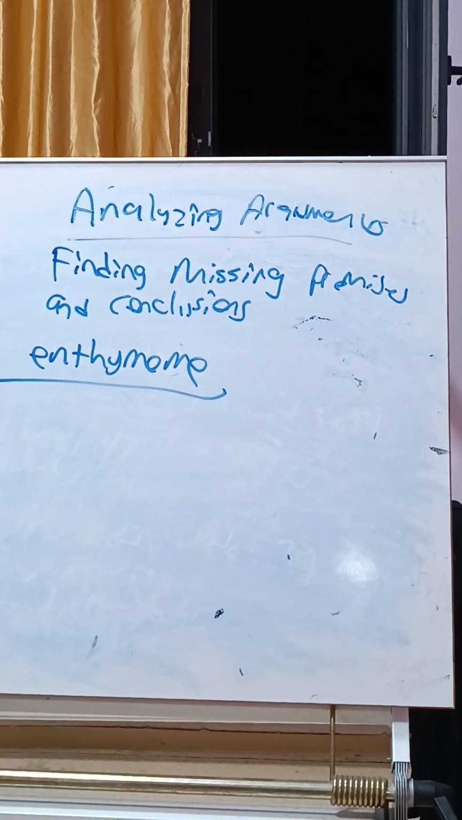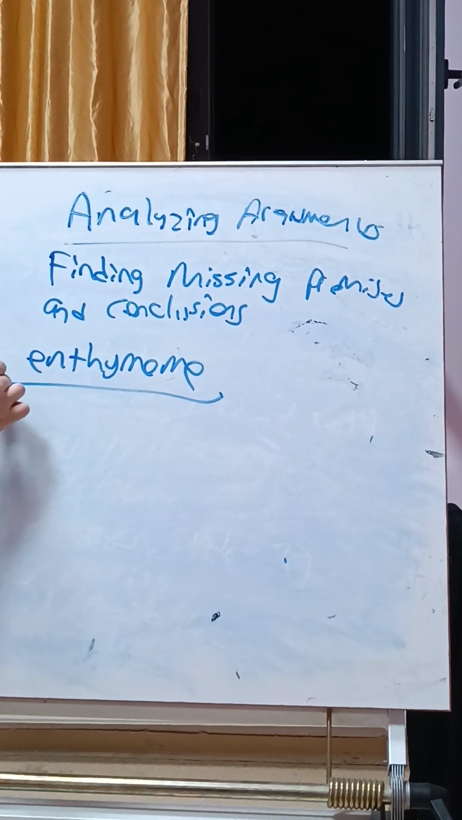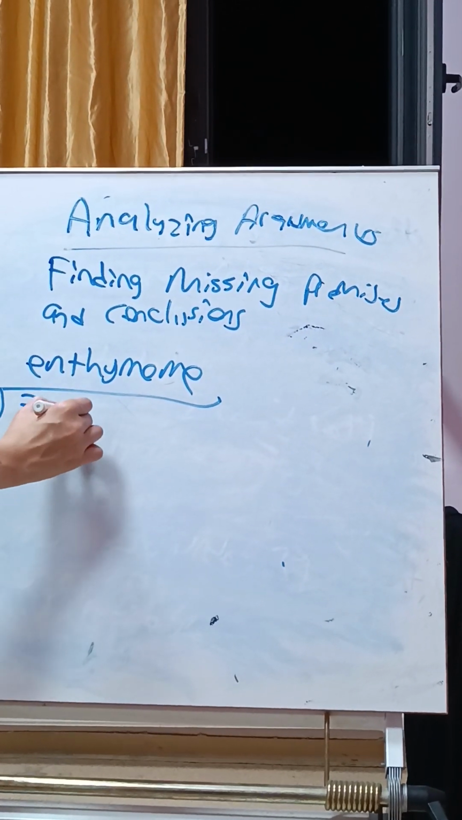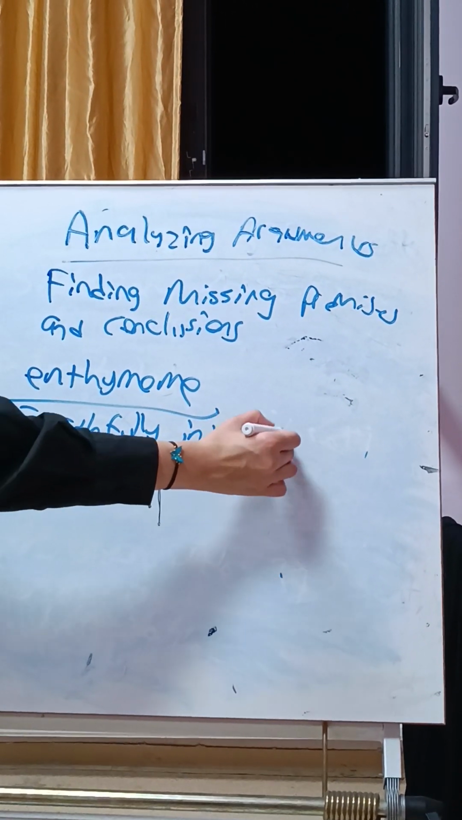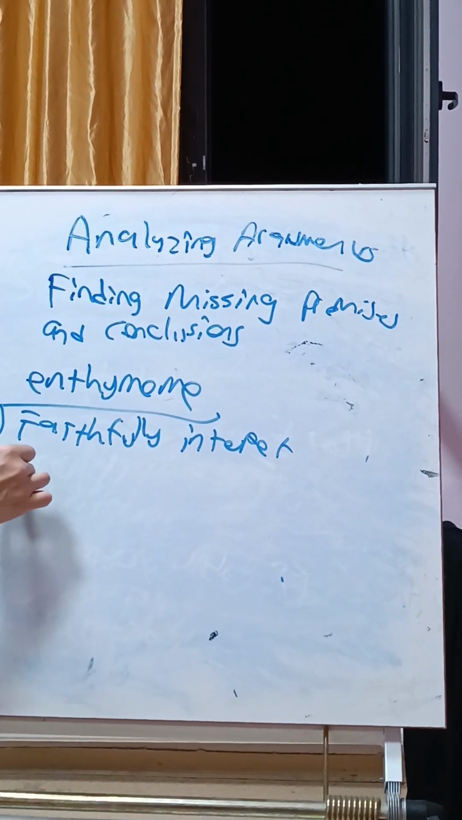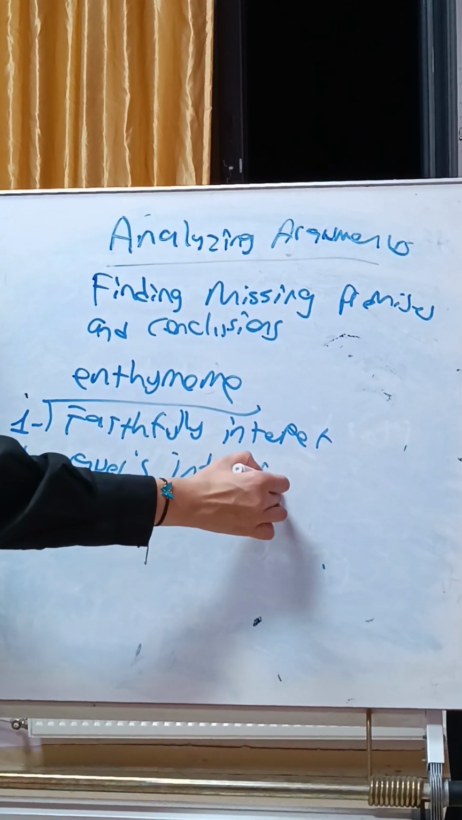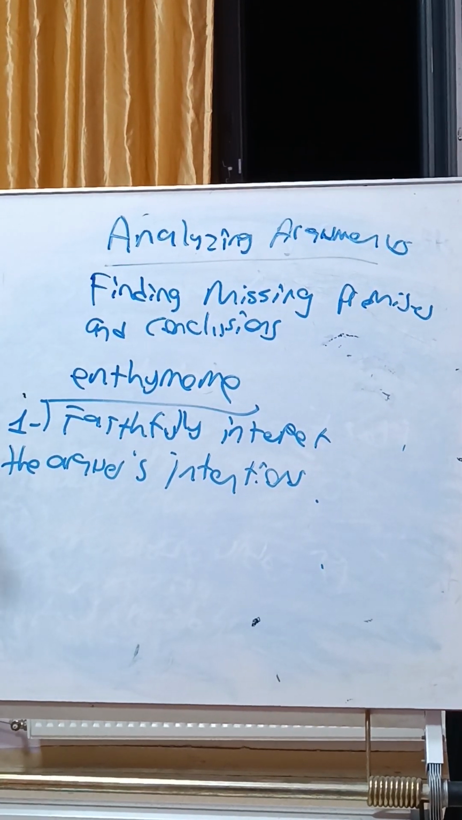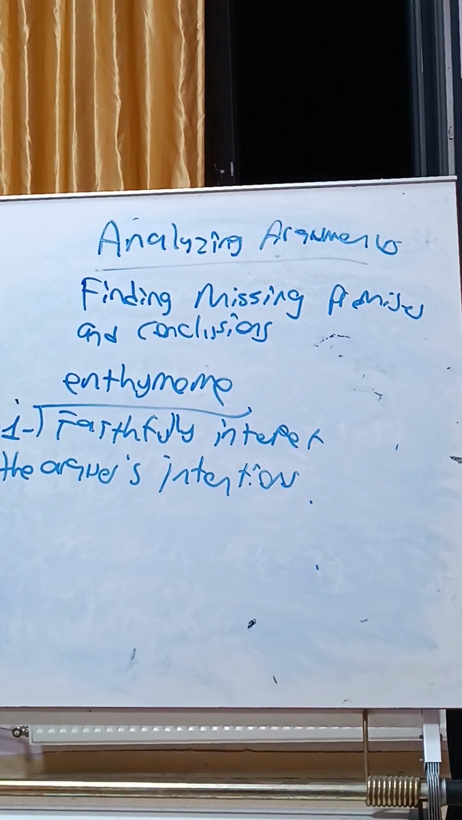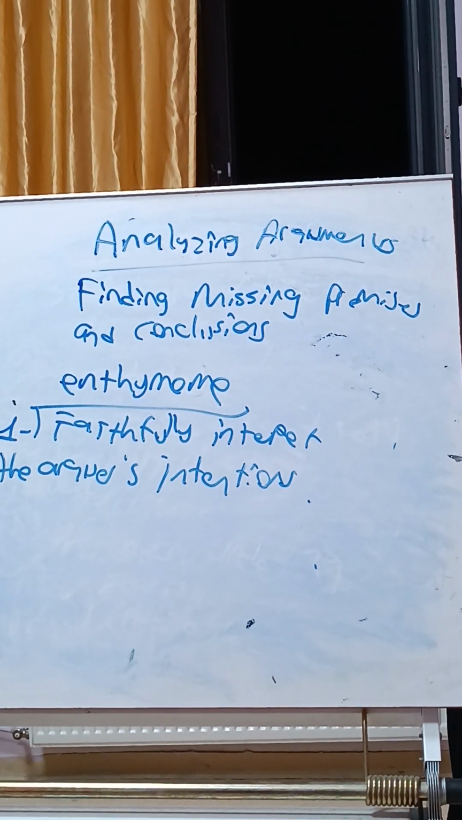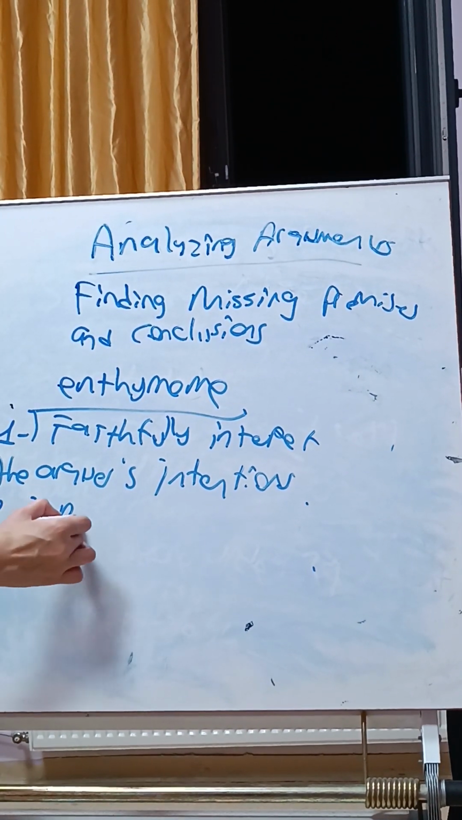There are two basic rules in filling in missing steps. The first one is to faithfully interpret the arguer's intentions. Here, the most important rule in filling in missing premises and conclusions is to be as accurate as possible in interpreting the arguer's intent. Secondly, be charitable.